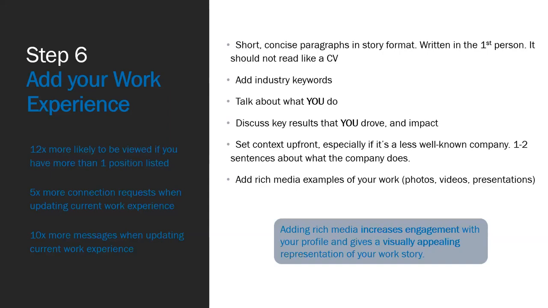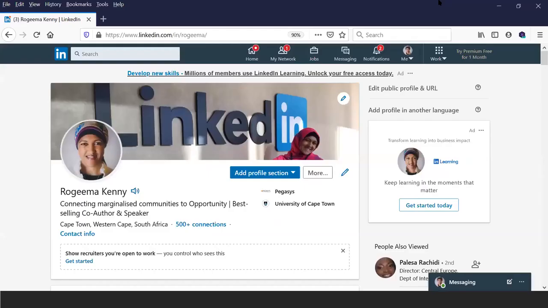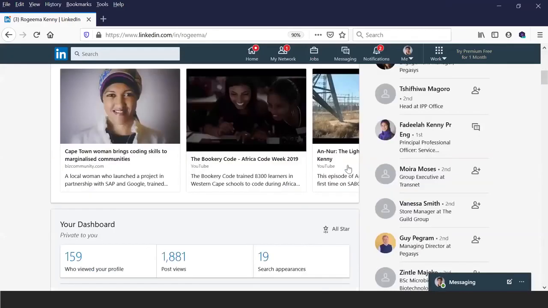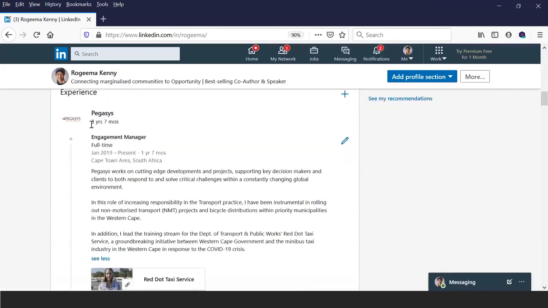So how does that look? I'm going to go to my own work experience here just to demonstrate this. This is my profile, and I'm going to go to the work experience summary. Over here is my current job, which is the engagement manager at Pegasus. I've got the normal details here. What do I start off with? I start off with what the company does. Pegasus works on cutting edge developments and projects, and then I go on to the rest of it.